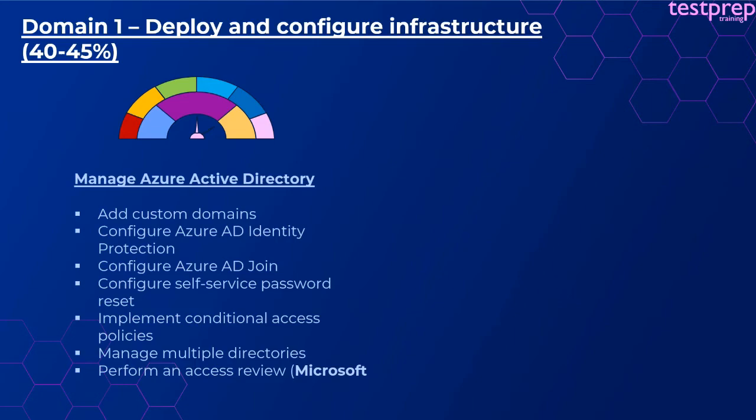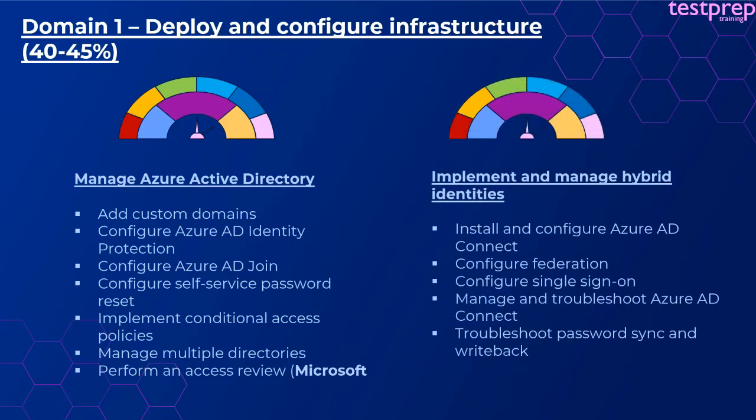7. Perform an access review, Microsoft. 6th, implement and manage hybrid identities. It is divided into 5 parts. 1. Install and configure Azure AD Connect. 2. Configure Federation. 3. Configure Single Sign-On. 4. Manage and troubleshoot Azure AD Connect. 5. Troubleshoot password sync and write back.